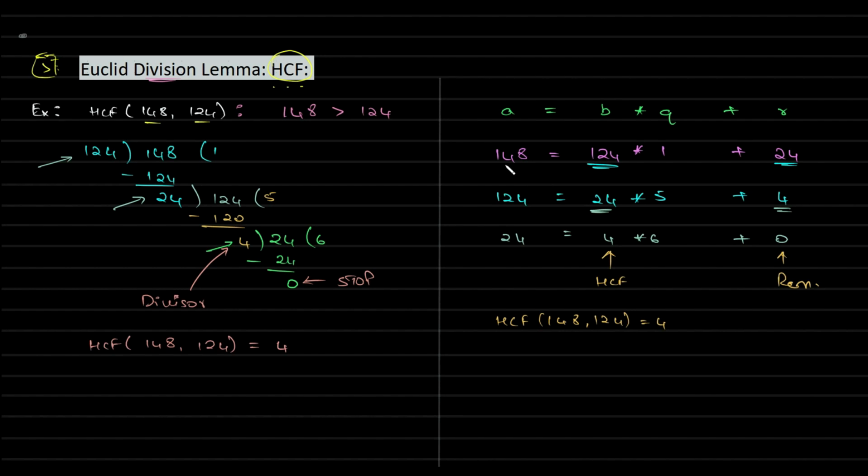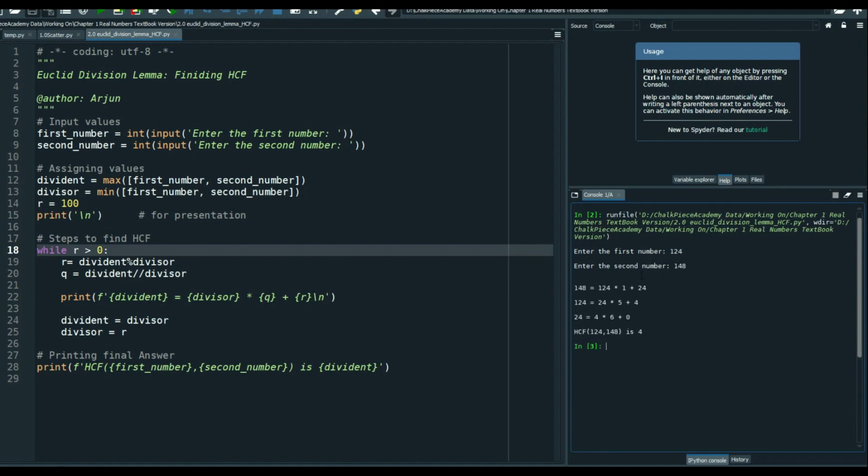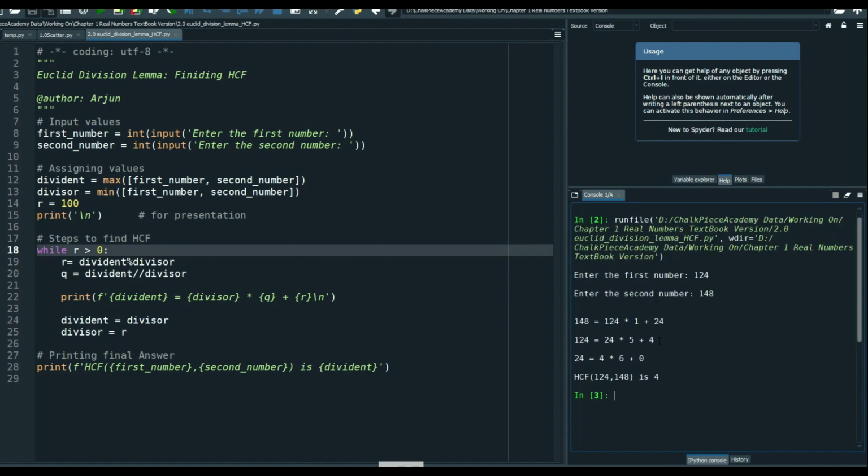Right, so let me start off by noticing what the numbers are, 148 and 124. Because I'll be prompted over here, I coded it in such a way. So I have to enter the first number, any number. 124 also I can enter as the first, and 148 will be your second number. And you can see the same set of steps, right? Same set of steps, and you got the HCF as 4.